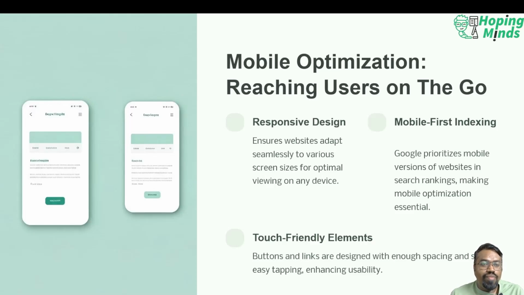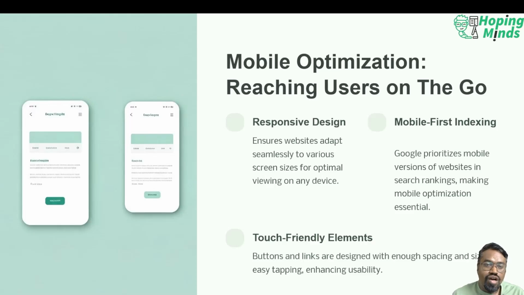As I told you, mobile first indexing is prioritized by Google. Google loves a website which is mobile optimized, and hence Google will rank those websites on top because the website is mobile optimized. So make sure that if you are making any website, it should be mobile optimized.